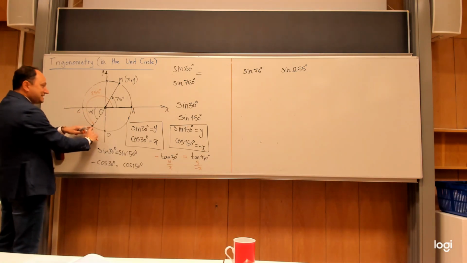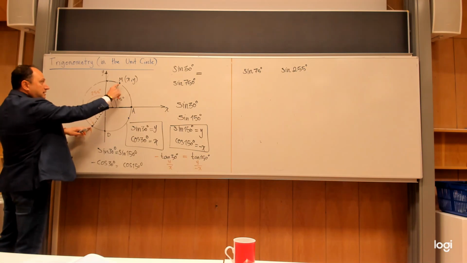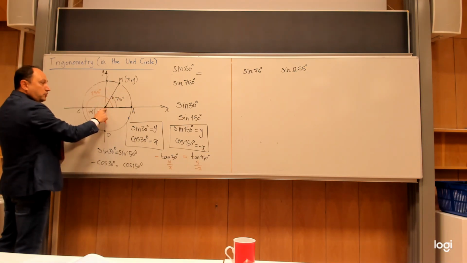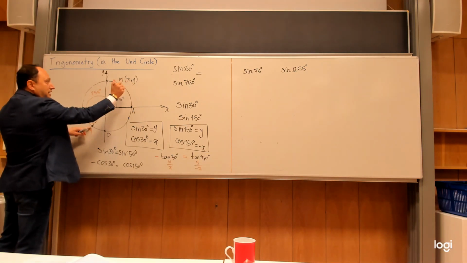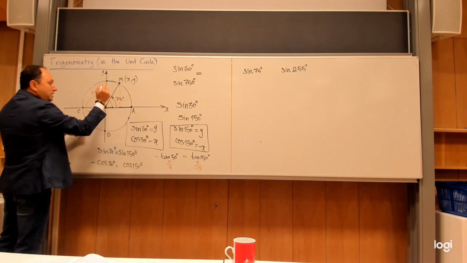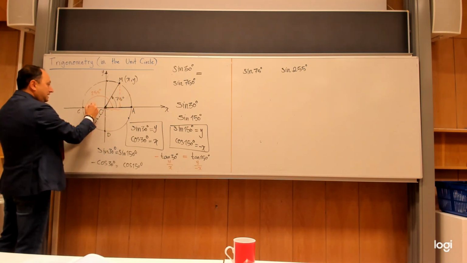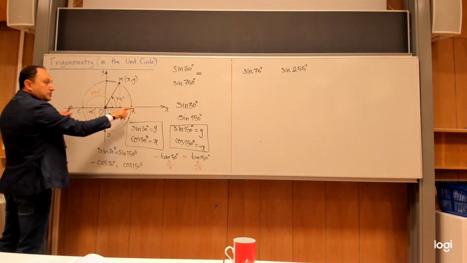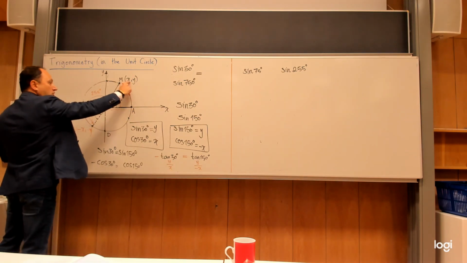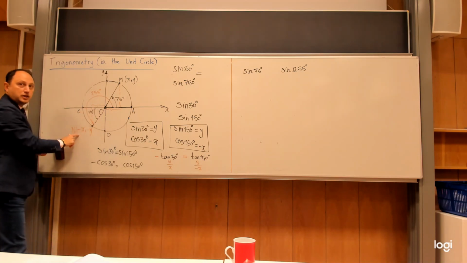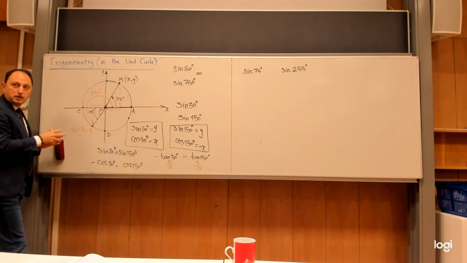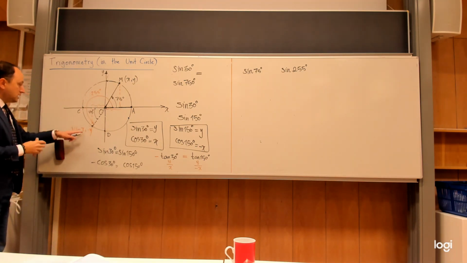Because this is exactly this point reflected through this point. So if the coordinates are x and y, it means that from a length point of view, this length is exactly equal to this length, but in opposite directions. So if this is called x, this is minus x. And the same thing for y. Is that understandable? So this is minus x and minus y.